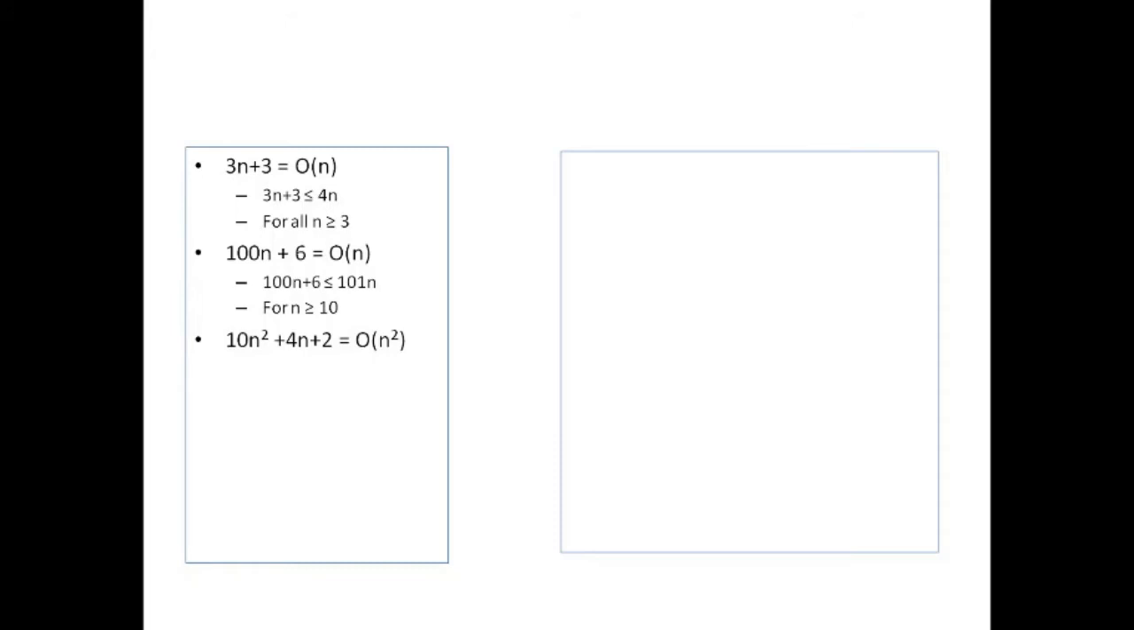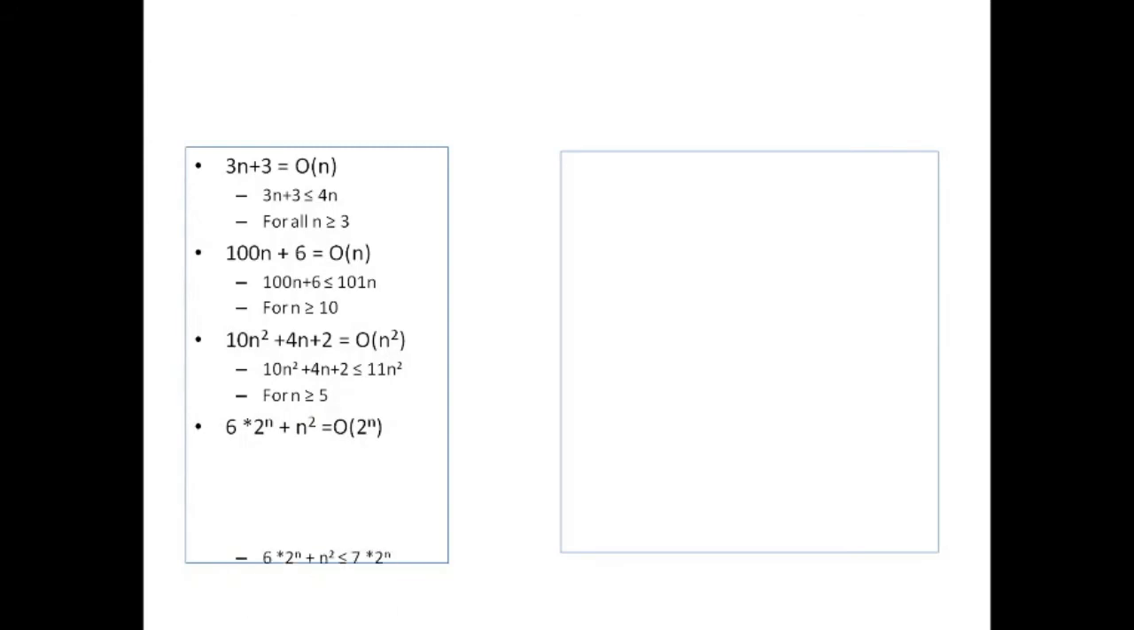So similarly, even for quadratic equations, you can say 10n squared plus 4n plus 2 is order of n squared. So how can you say that? You have to identify some constant c and n naught. Here c is 11 and n is greater than or equal to 5. Again, it is through trial and error that we find.